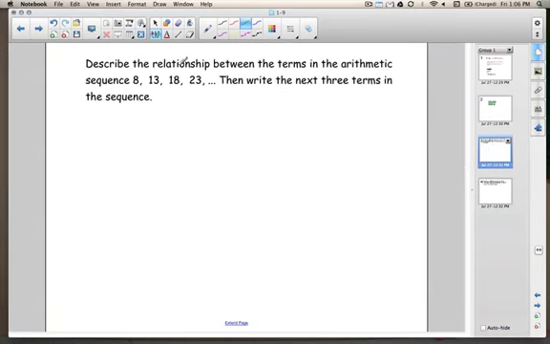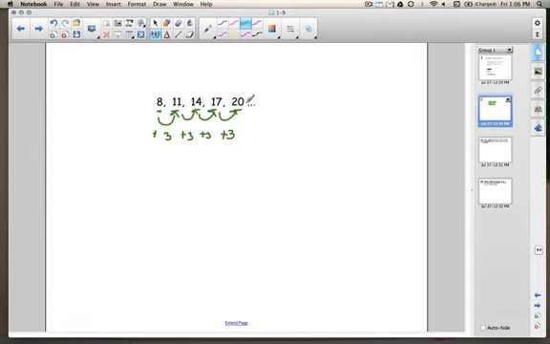We're going to need to describe the relationship between the terms in the arithmetic sequence 8, 13, 18, 23. Then we're going to write the next three terms in the sequence. Oh, something I forgot to mention back here was, notice these three dots here at the end? That means that this sequence can continue on and on and on. We're just showing you a little snapshot of the sequence here from 8 to 20, but it actually continues on after that, and we could have 23, and then we could have 26, and so on and so on. So it doesn't end at 20.